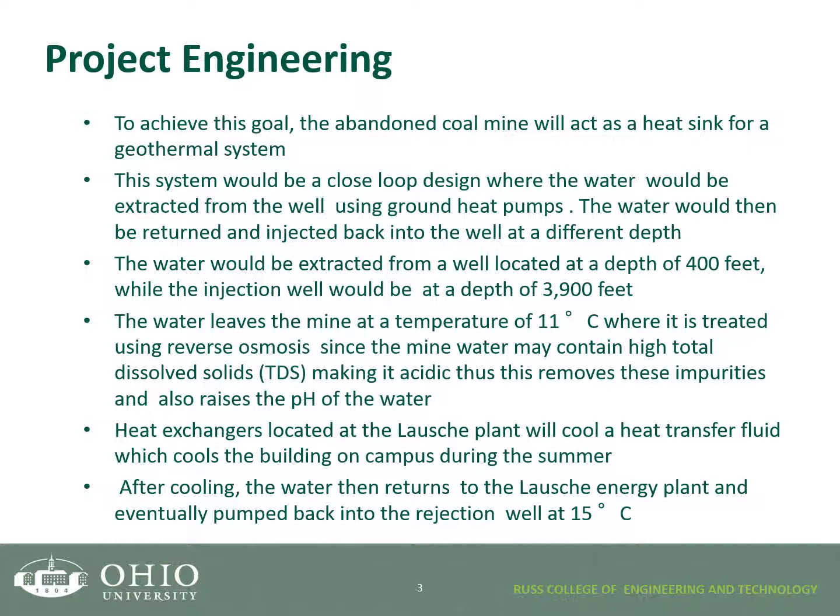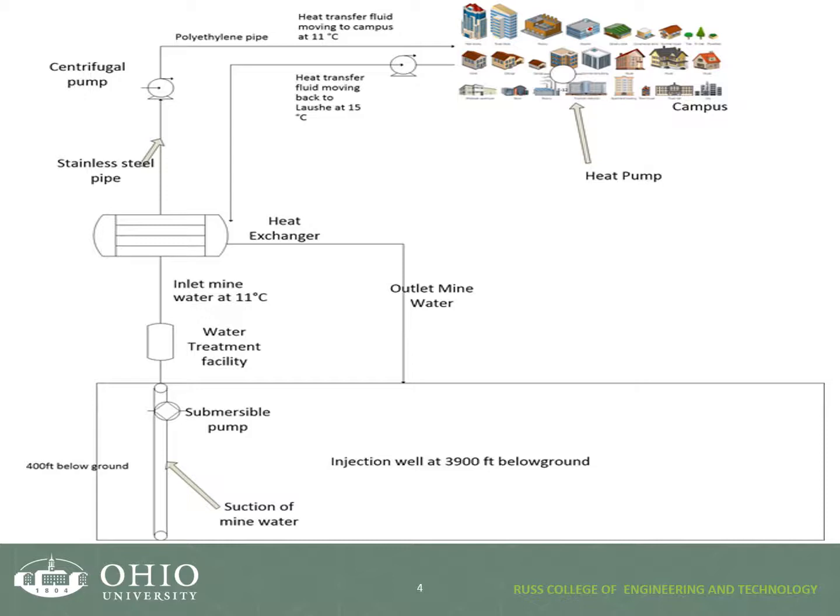This system would be a closed-loop design where the water would be extracted from the well using ground source heat pumps. The water would then be returned and injected back into the well at a different depth. The water would be extracted from a well located at a depth of 400 feet, while the injection well would be at a depth of 3,900 feet.